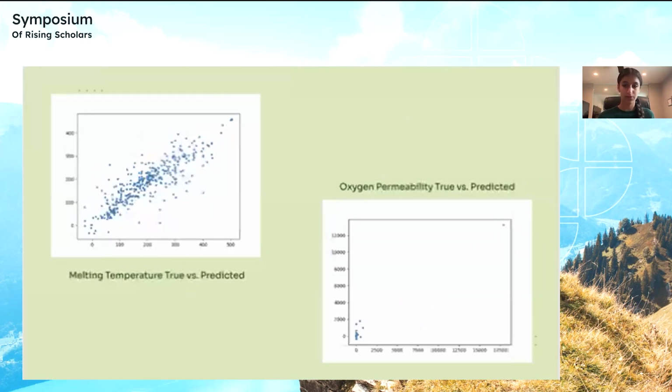Next is the melting temperature mean absolute error graph and the oxygen permeability mean absolute error graph. Note that the oxygen permeability true versus predicted graph on the right has very few plots, and this is just due to the small size of the dataset compared to the other datasets, not because it is less accurate than the other datasets.